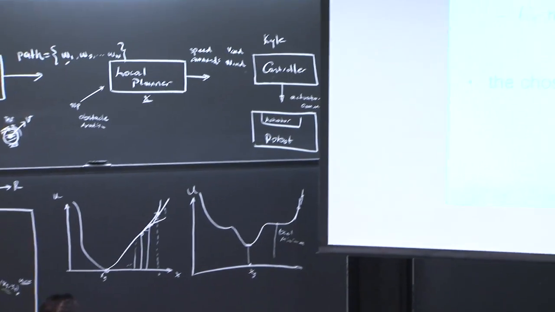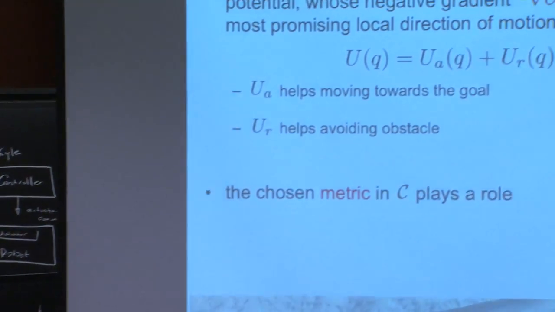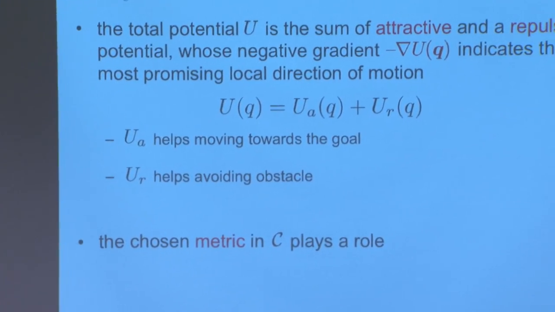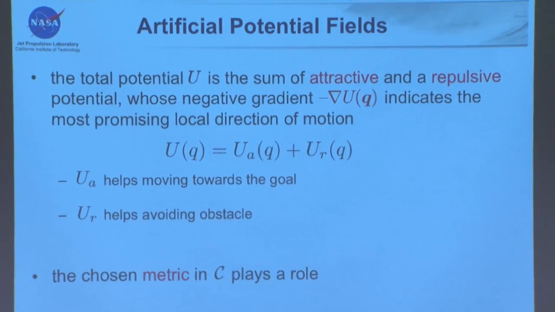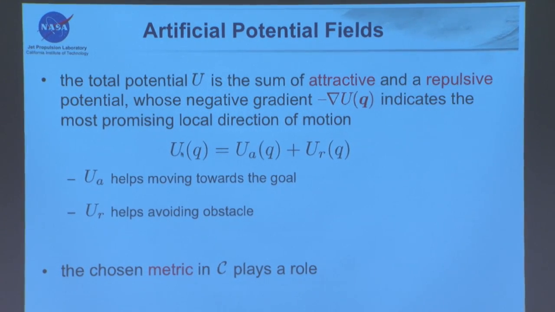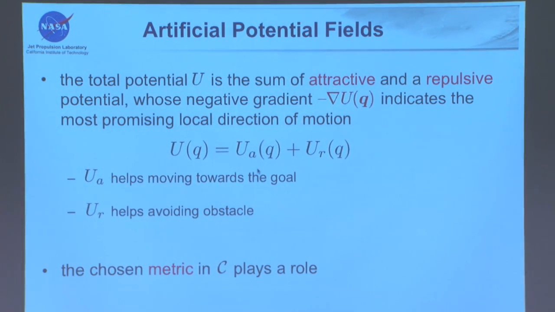Like I said, in this approach, you have a goal point to approach, and you have some obstacles to avoid. So you define your potential as a sum of two potential values. The first component is called attractor or attractive. And the second component is repulsive. The first component helps you to reach your goal point. The second one helps you to avoid obstacles in the environment.